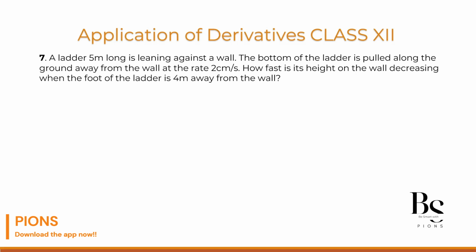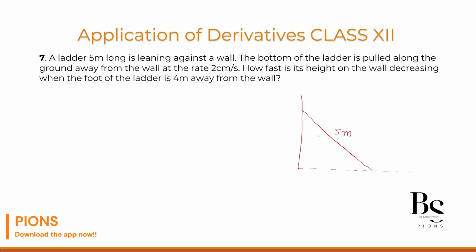Question 7 says a ladder 5 meter long is leaning against a wall. The bottom of the ladder is pulled along the ground away from the wall at the rate of 2 centimeter per second. So let's draw a wall here and let's say this is a ladder. Let me extend it up to the ground. So let's say this is our ground. Clear? Okay. So this is a ladder 5 meter long.